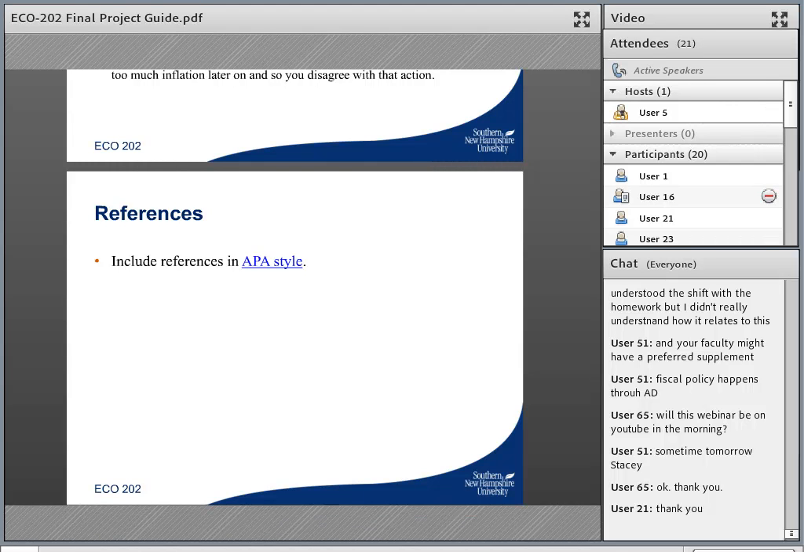Monetary policy is going to be very similar, but they go at it a different way because they obviously don't control government spending.